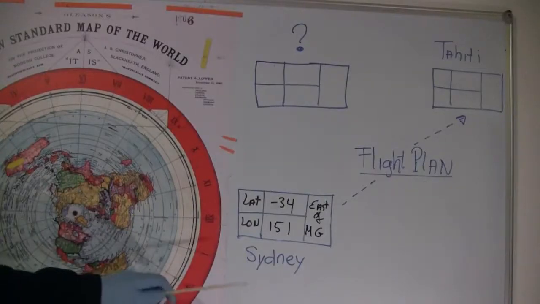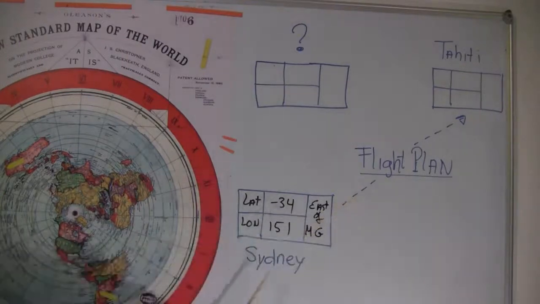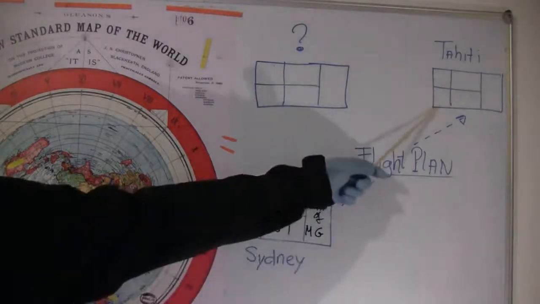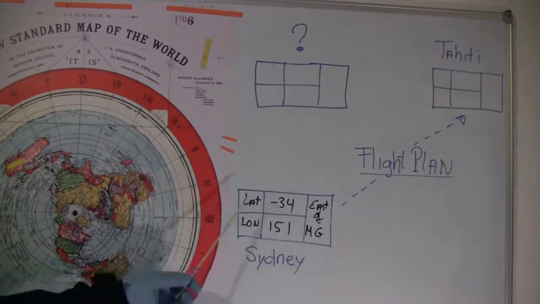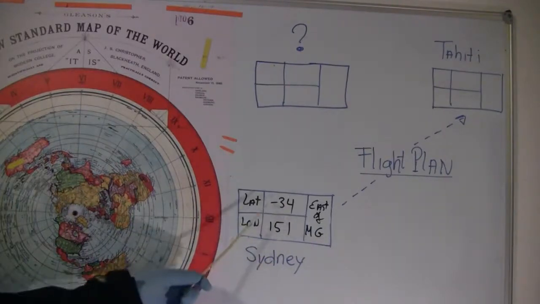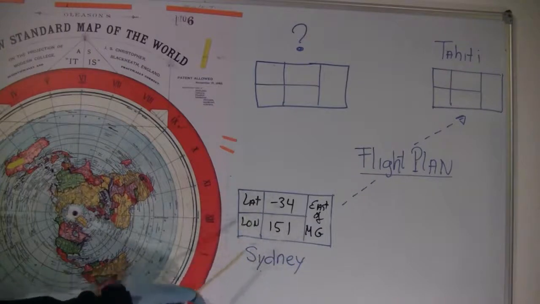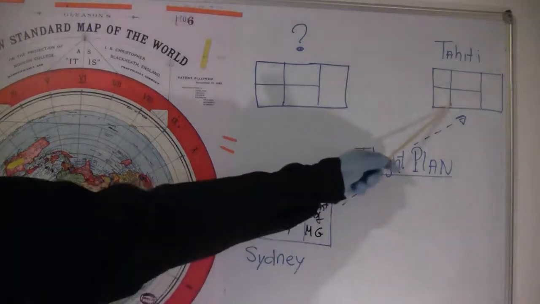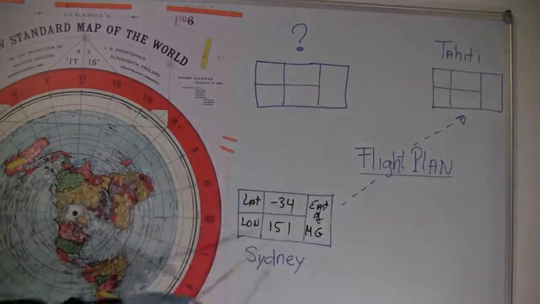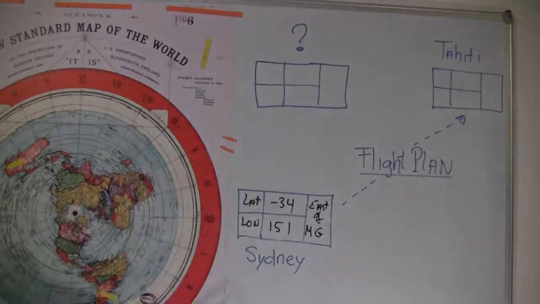In this video I'm going to find a flight plan from Sydney to Tahiti. In my first video I showed you how to measure and find the coordinates for Sydney using some tools, and we're going to do the same for Tahiti, and then we're going to find our flight plan from Sydney to Tahiti.